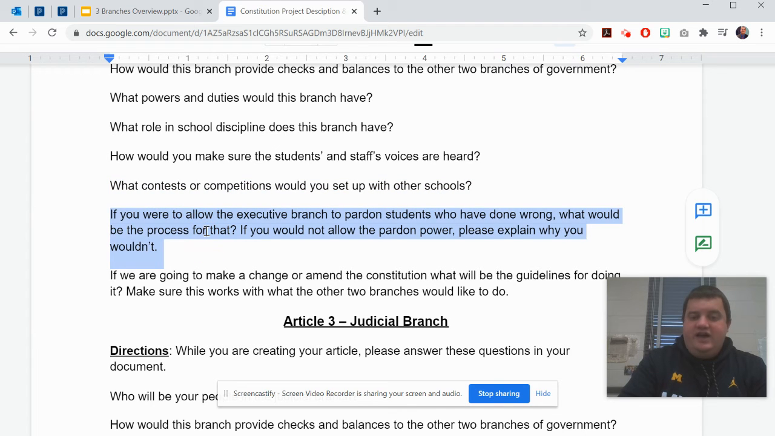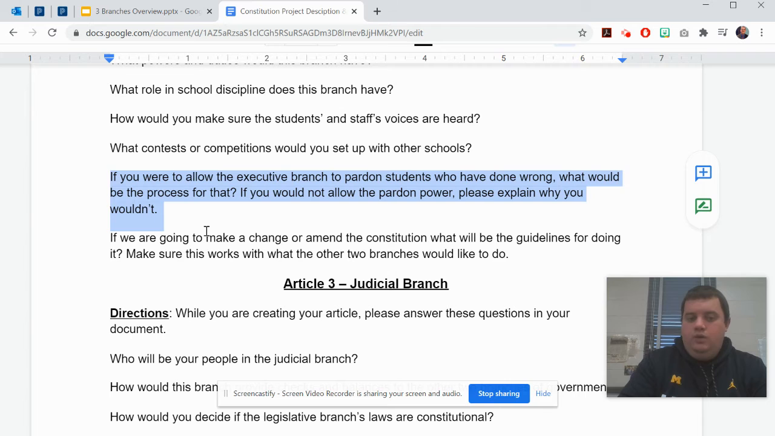If you were to allow the executive branch to pardon students who have done wrong, what would the process be for that? If you would not allow the pardon power, please explain why you wouldn't. If you don't know what pardoning means, please look it up. It's something we talked about in the notes, and the president has that power. So what I'm asking is, are you going to give the president of Lane Middle School that power?